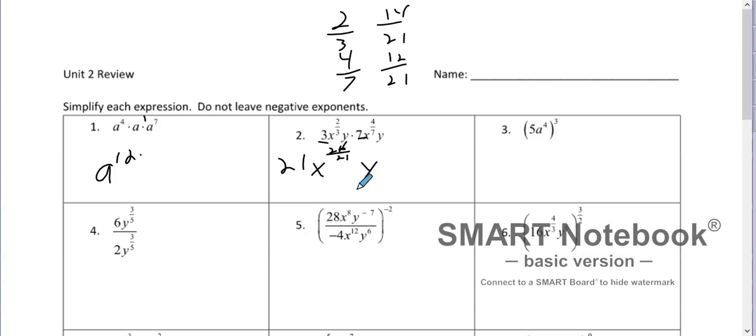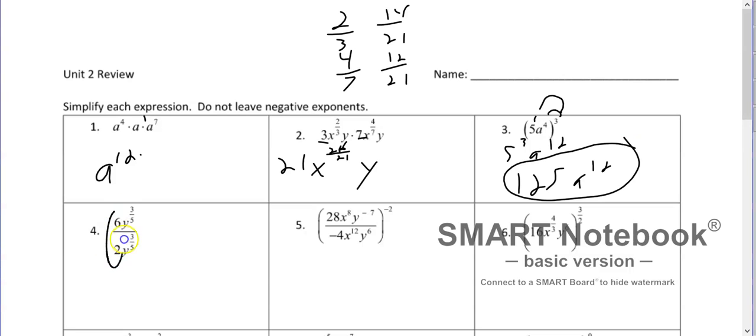All right? Here, remember the 5 has a 1. So we take the 3 times 1, 5 to the 3rd. 3 times 4, a to the 12th. And 5 to the 3rd is 125. We are finished.